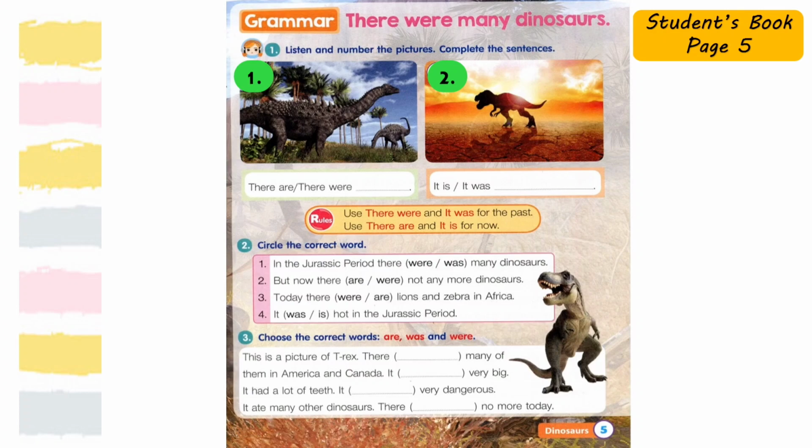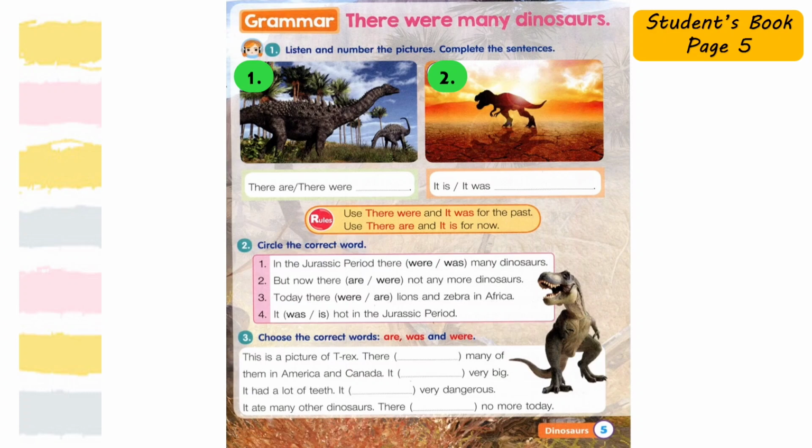Okay, so let me repeat the 2 sentences. Number 1, in the Jurassic period, there were many dinosaurs. Please write your answer in the blank. Second sentence, it was hot in the Jurassic period. You can just circle your answer and then complete the sentence.